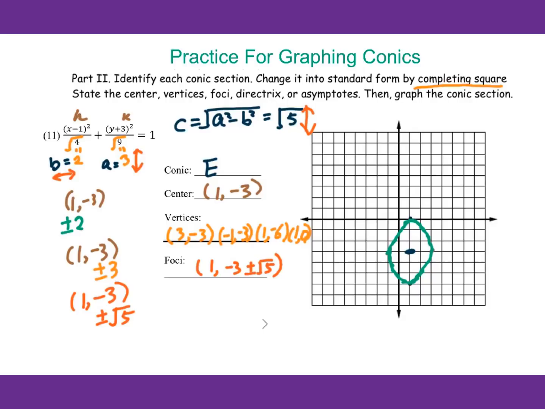For foci, square root of 5, that means 2 point something. Vertical, that's why we label here. This is the foci. This will be the foci. That's it for number 11.